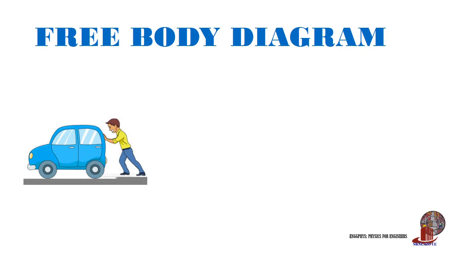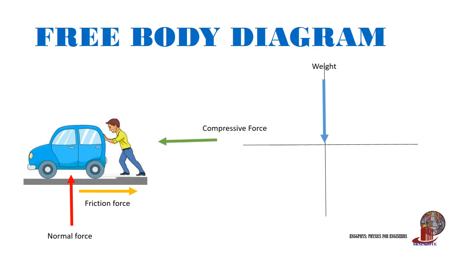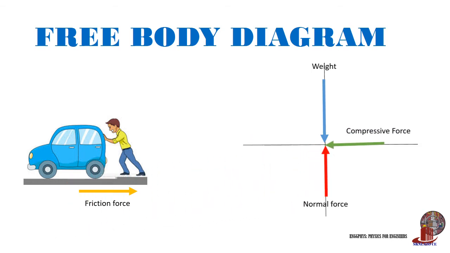Compressive forces will be reflected similarly to the tensile forces. Thus, the weight, compressive force, normal, and frictional forces will all be transferred to the Cartesian plane as they are. So the weight would still go downwards. Our compressive force would be going to the left this time. Normal force still going upwards, and frictional force would be opposing the direction of the compressive force. And take note again that the compressive forces will always be pointing to the particle.